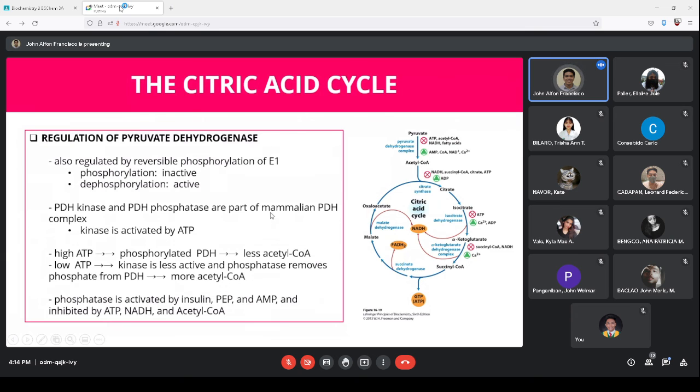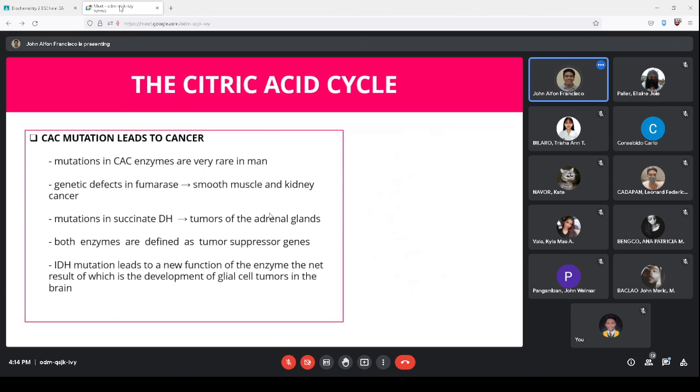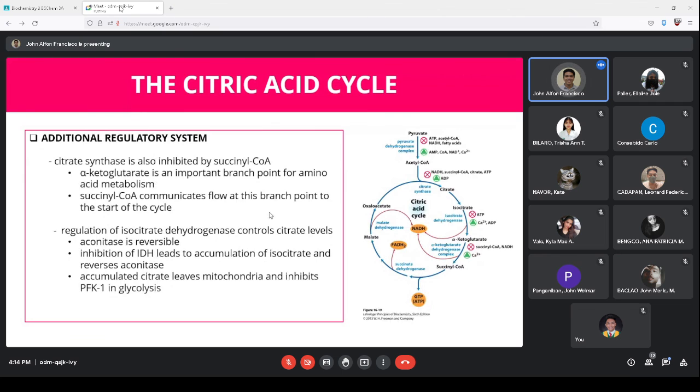Phosphatase is activated by insulin, phosphoenolpyruvate or AMP, and inhibited by ATP, NADH, and acetyl-CoA. I think this is the last line. Oh no, there's one more. Okay? So, citrate synthase: another regulatory system that can be targeted for inhibition of the citric acid cycle is the citrate synthase, the one we mentioned earlier.